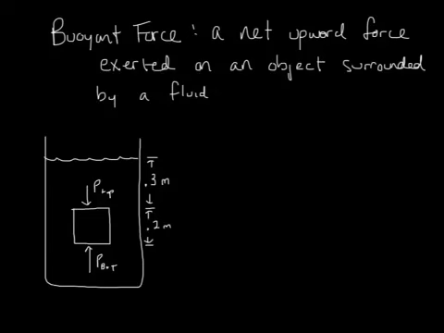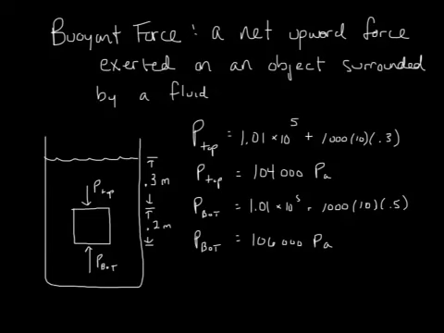So I'm going to calculate those two pressures. And when I do that, I find that the pressure on the top is 104,000 pascals and the pressure on the bottom is 106,000 pascals. Now I'm going to find the force on the top and the force on the bottom by multiplying by the area of the bottom and top.